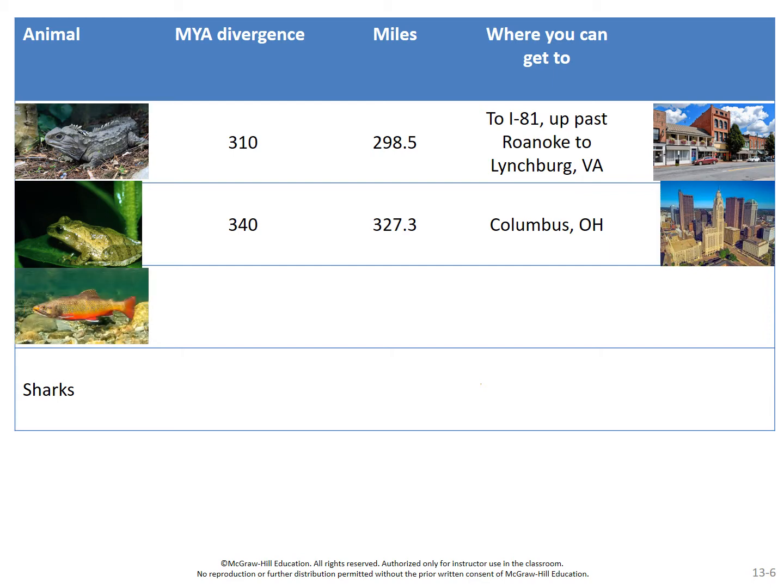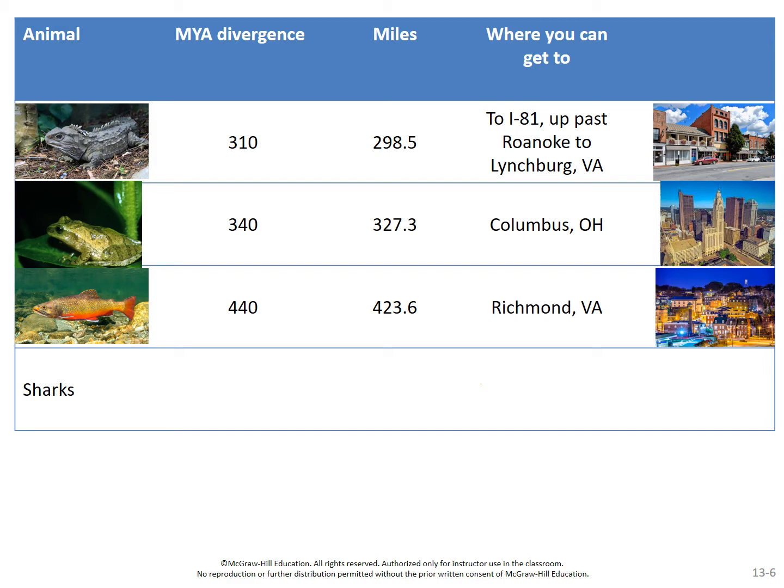Next on the way back, we've got bony fishes, and our divergence point from them is quite a bit earlier than that, 440 million years ago. Now, you can go 423.6 miles on this, and as it turns out, you can actually get all the way to Richmond, Virginia in pennies, again, laying down pennies.